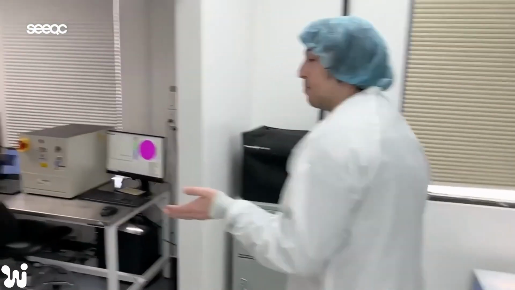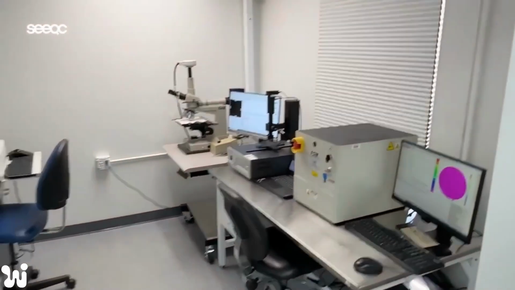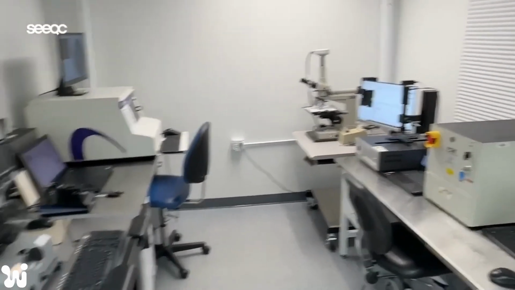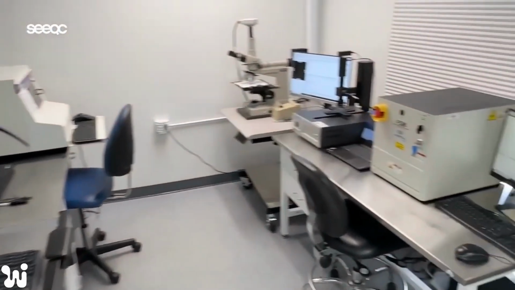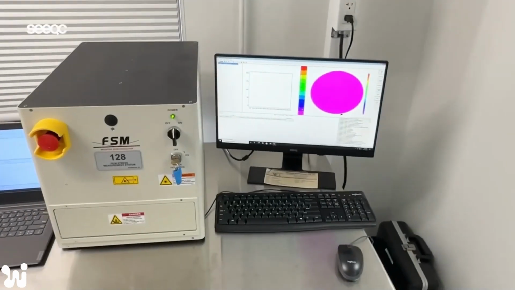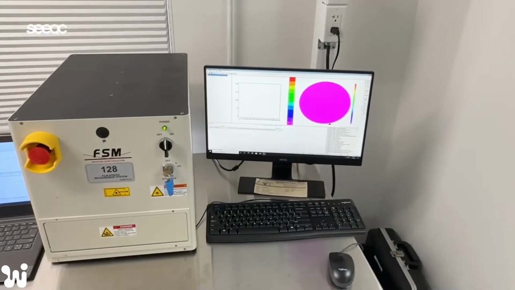So here we have our measurements lab. This is where we can figure out the thicknesses of some of the layers of metal or insulators. We have different equipment with lasers and sensing technology. We can figure out stress on our wafers, uniformity, things like that.